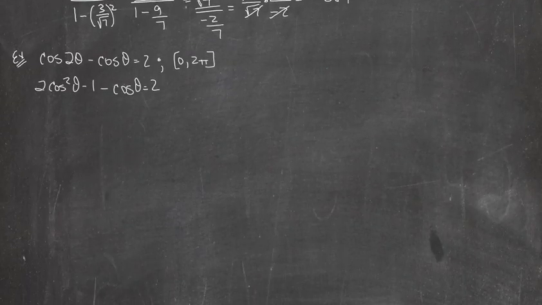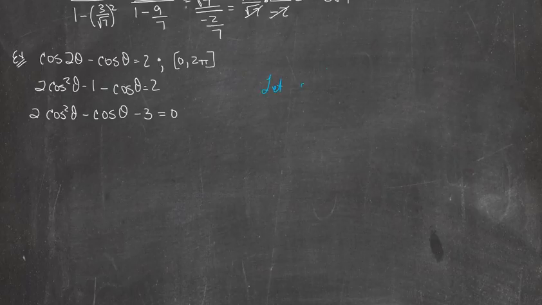So let's see, I've got 2 cos squared thetas minus, let's rewrite it this way. 2 cos squared theta minus cos theta minus 1 minus 2 is minus 3 equals 0. And so if I do a quick substitution where I let the cosine of theta equal a, then I have 2a squared minus a minus 3 equals 0.